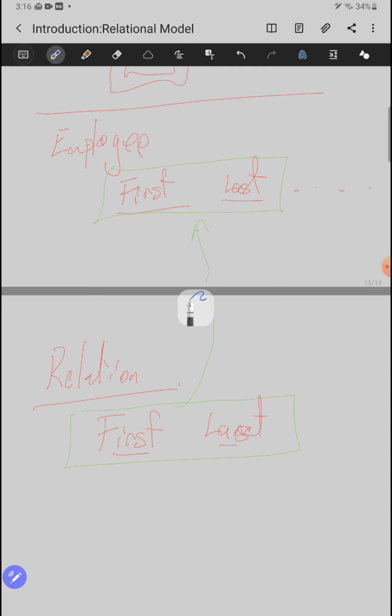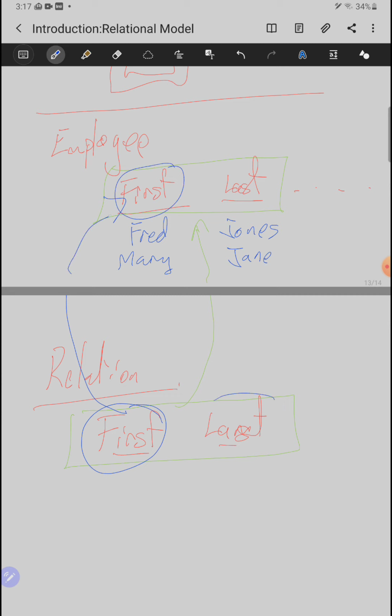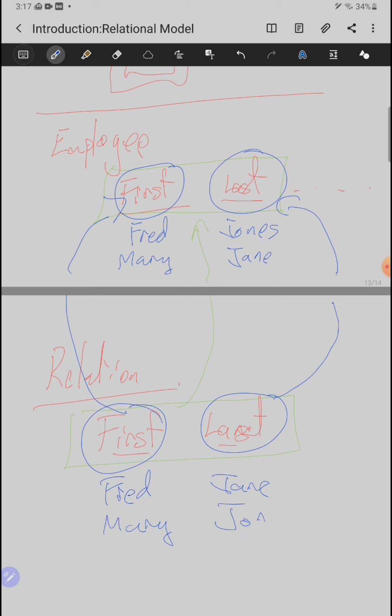Why? Well, let's think about this. Suppose we have Fred Jones and Mary Jane. If this references this, and this references this, then we could have Fred Jane and Mary Jones. But those aren't valid employees within the list.